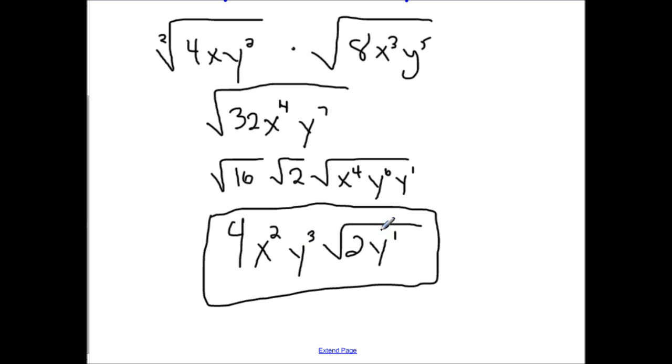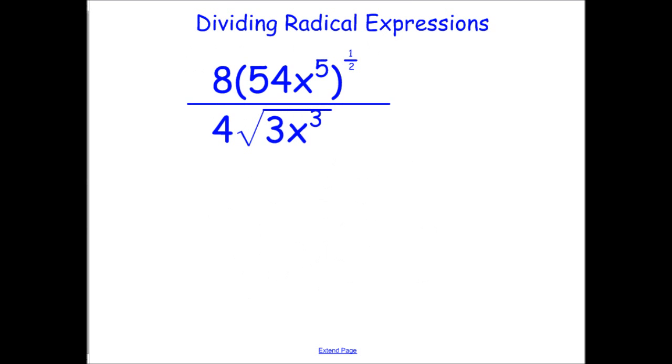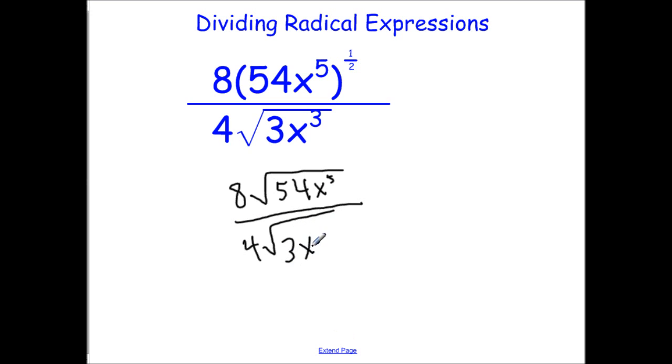Alright, so that's it for this one. And then let's look at the next example. If we're dividing these radical expressions, it's pretty much the same thing, just what you would think. So this 1/2 power, I'm going to rewrite this thing on top here. This would be 8 and then the square root of 54 x to the 5th all over 4 square root 3x to the 3rd.